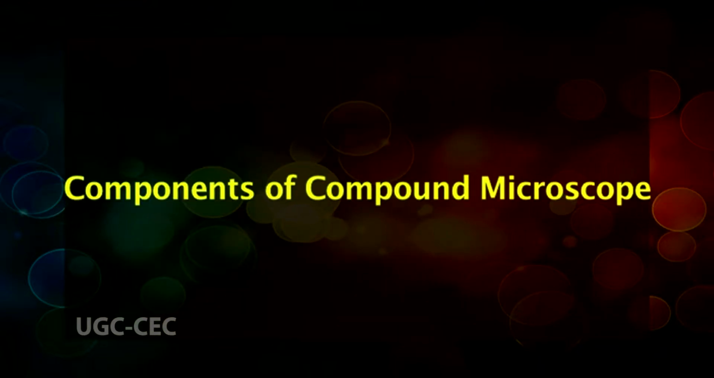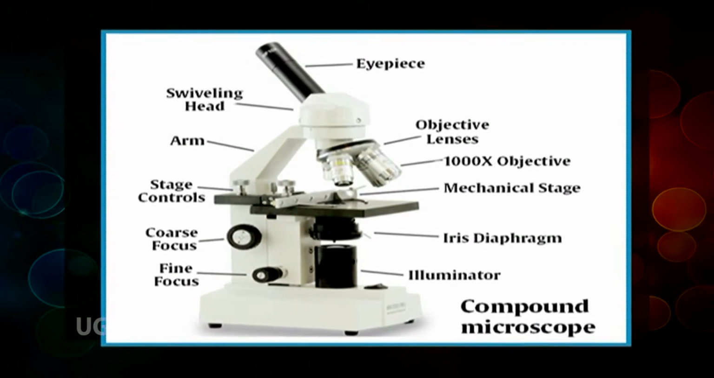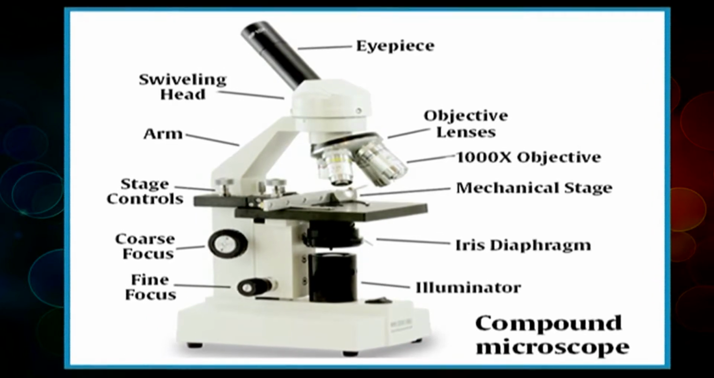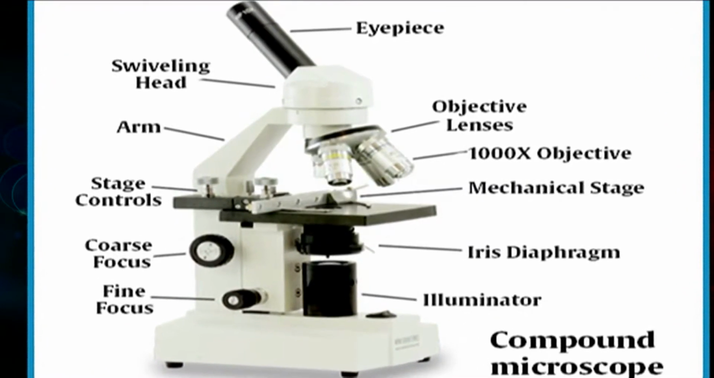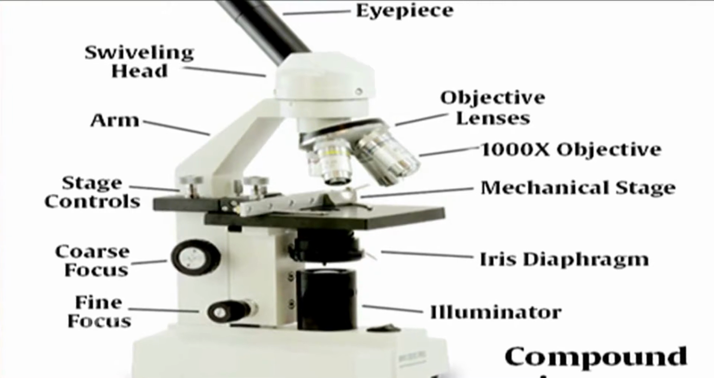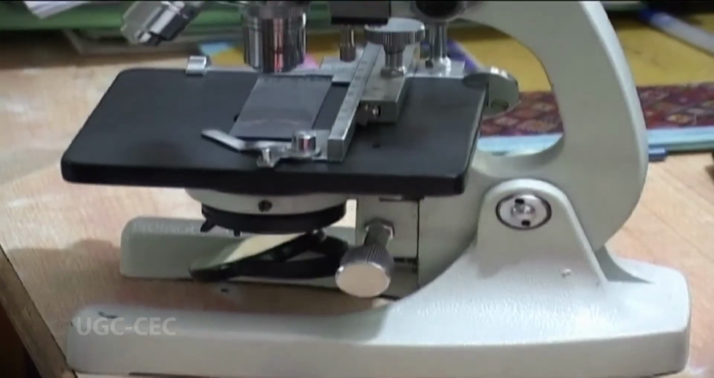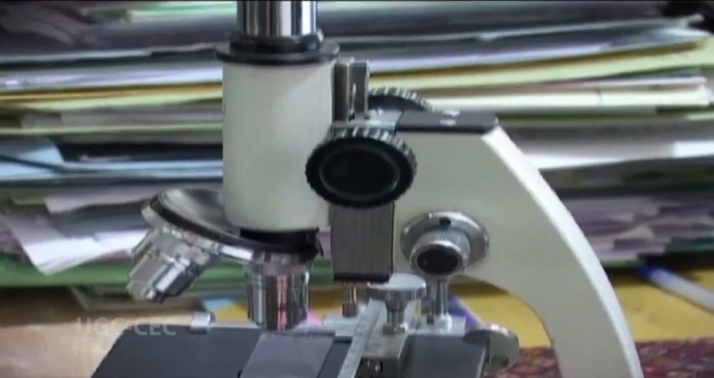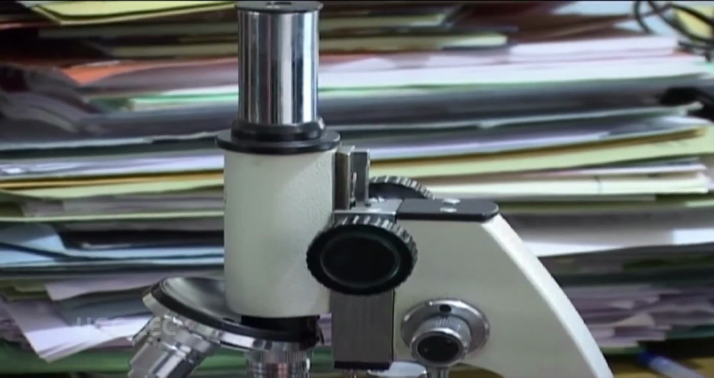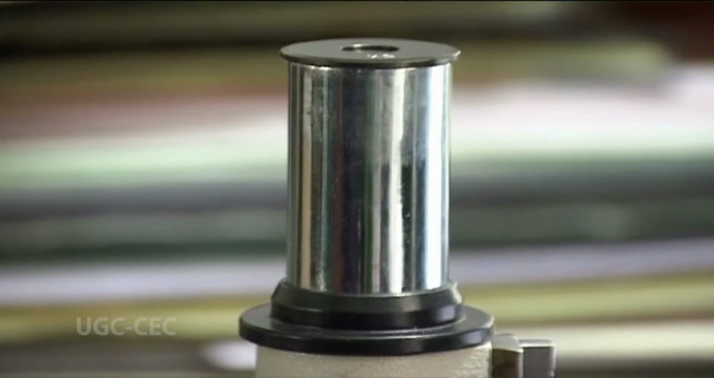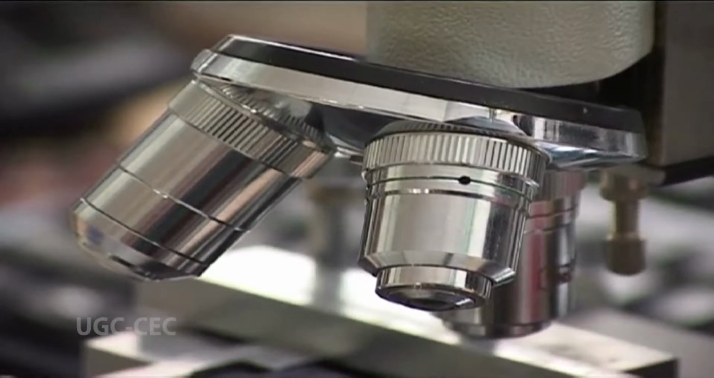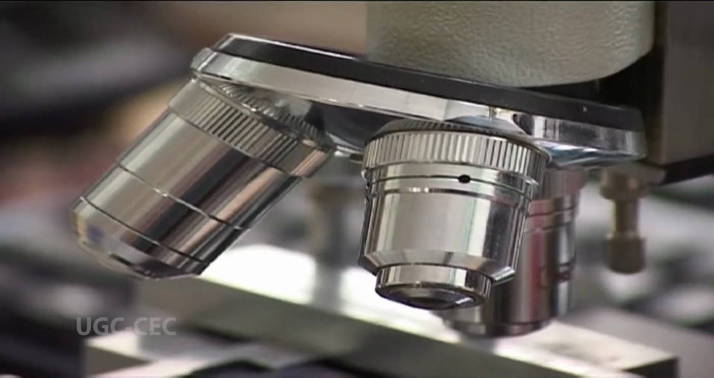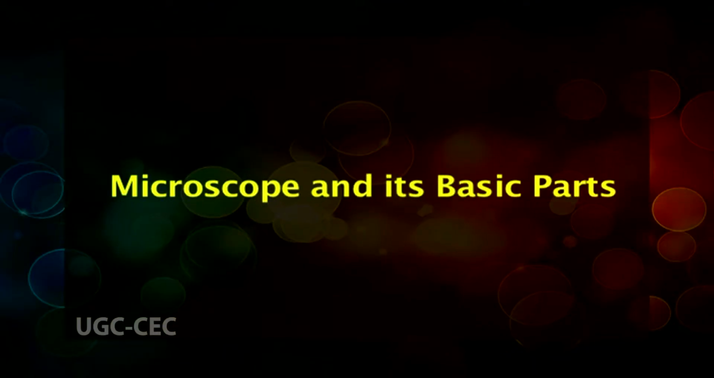Now, coming to the basic components of the compound microscope. The compound microscope uses lenses and light to enlarge the image and is also called an optical or light microscope. The compound microscope has two systems of lenses for greater magnification. First, the ocular or eyepiece lens that one looks into, and the second, the objective lens or the lens closest to the object. Now, let us know about the microscope and its basic parts.